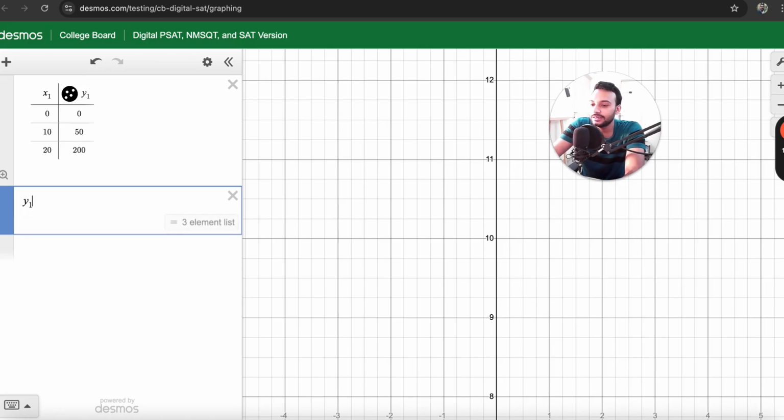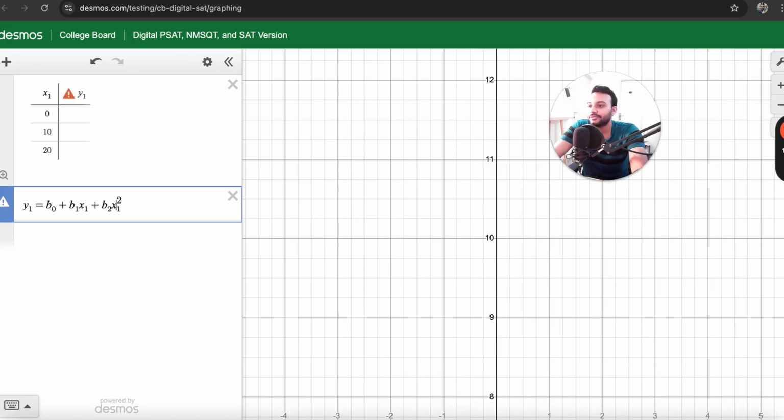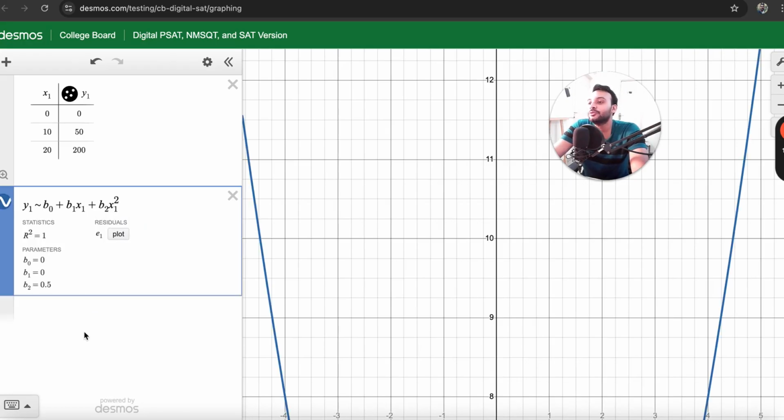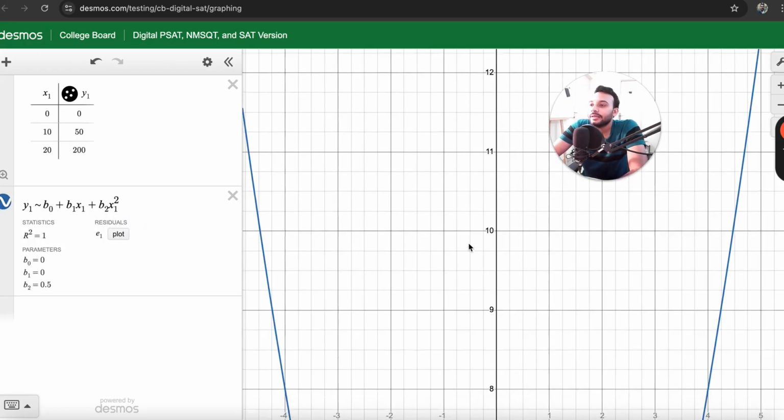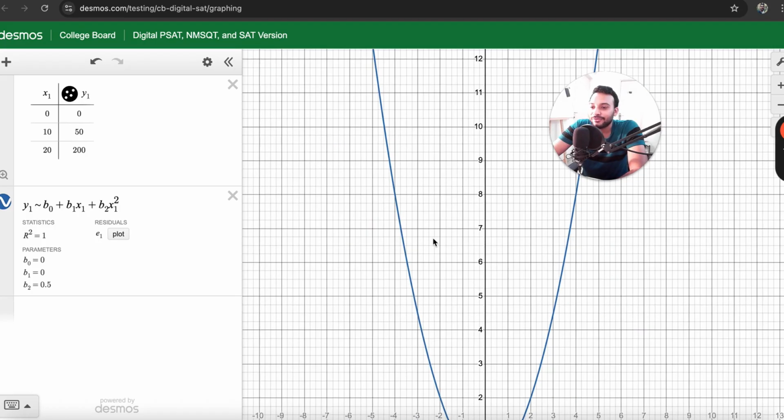So y1 is equal to b0 plus b1 x1 plus b2, this is the coefficient of x squared, x1 squared. Let's remove the equal to sign. You might be making this mistake a lot because even I do after so much practice. So just be very careful to put in the tilde sign instead of the equal to sign. Now let's look at the graph.